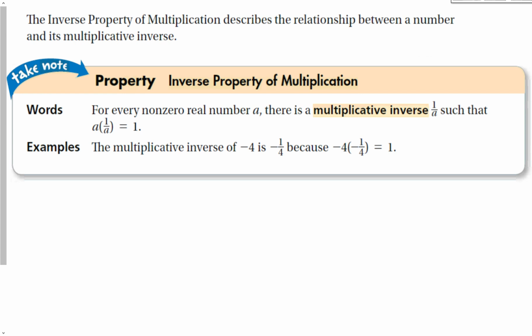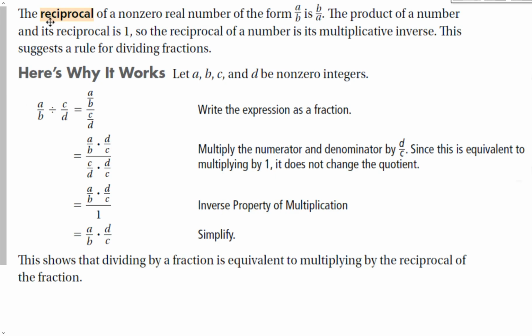Okay. Next, the inverse property of multiplication describes the relationship between a number and its multiplicative inverse. Multiplicative inverses are important. They are the thing that you multiply by your number to make it equal the identity, which in multiplication, the identity is 1. Okay? So, for every non-zero real number a, there is a multiplicative inverse, 1 over a, such that a times 1 over a is equal to 1. Okay? So basically, it is kind of like the reciprocal. All you have to do is, if it's a whole number, put it as a fraction. If it's not a whole number, we can flip it over, which is the definition of reciprocal.